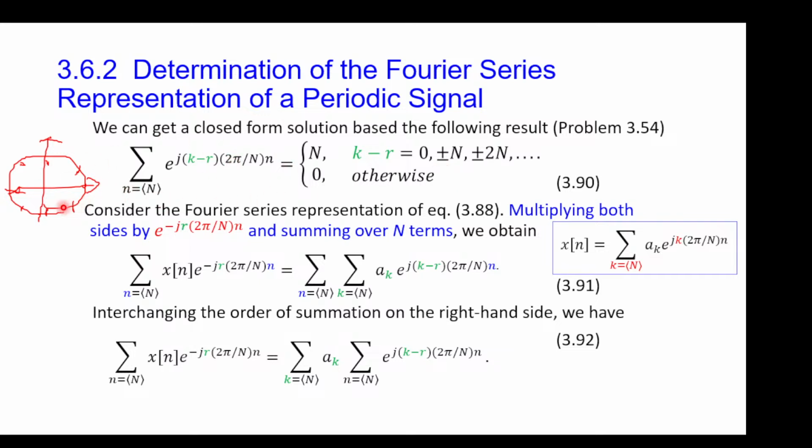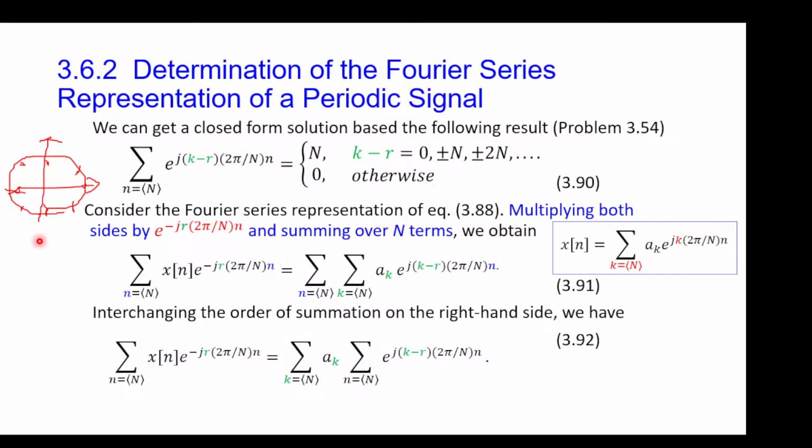But here, for now, we just see this as an intuition. So we have e to the j and some difference in frequency, some k minus r times 2 pi divided by big N. So this is basically omega naught n. So e to the j (k minus r) omega naught n. And this thing, just like in the continuous case, is big N if k minus r is basically 0, and it's 0 otherwise.